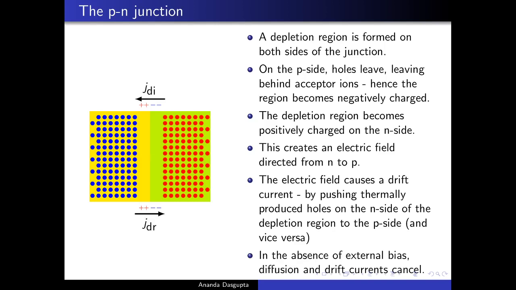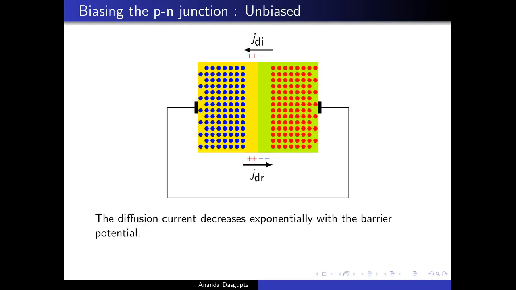across the junction. Now, in the absence of external bias, these two currents, diffusion and drift, must cancel, so that there is no net current across the barrier. How does this happen? Let us just take a look at that in some detail. Notice that the diffusion current must decrease exponentially with the size of the barrier potential. The higher the barrier potential, the more difficult it is to find electrons or holes with enough energy to cross the barrier.